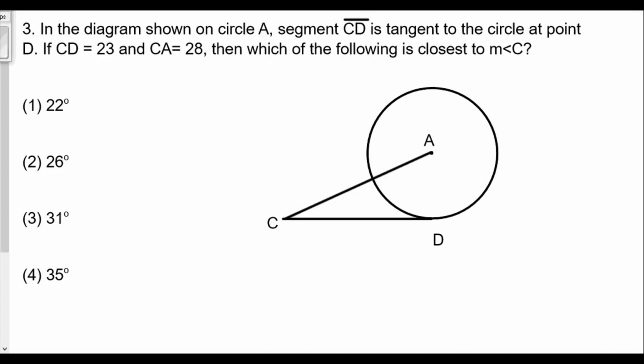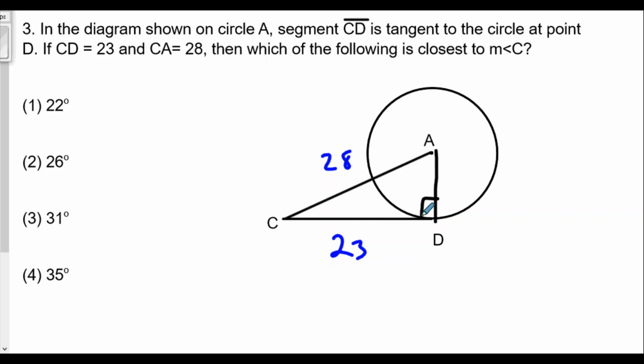All right, same idea. So we have, segment CD is tangent to the circle at point D. If CD is 23, so we're going to put 23 here, and CA is 28, all we really need to do is to attach the line segment A to point D, and we know, again, this is a right triangle, because of the fact the radius is perpendicular to the tangent segment at the point of tangency. So we're looking for the measure of angle C.